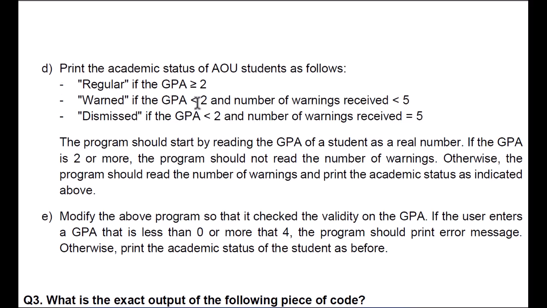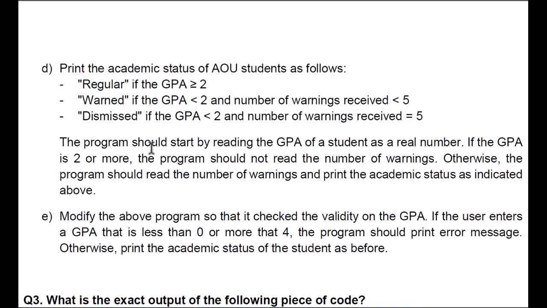You see, now I need to use multiple conditions. I need to provide the academic status of an AOU student. If the GPA is greater or equal to 2, I need to say regular, that there are no problems. If the GPA is less than 2 and the number of warnings less than 5, he is warned. So you see GPA 2 and he received 4 warnings, he is warned. If the GPA is less than 2 and he already received 5 warnings, then he is dismissed. That's it.